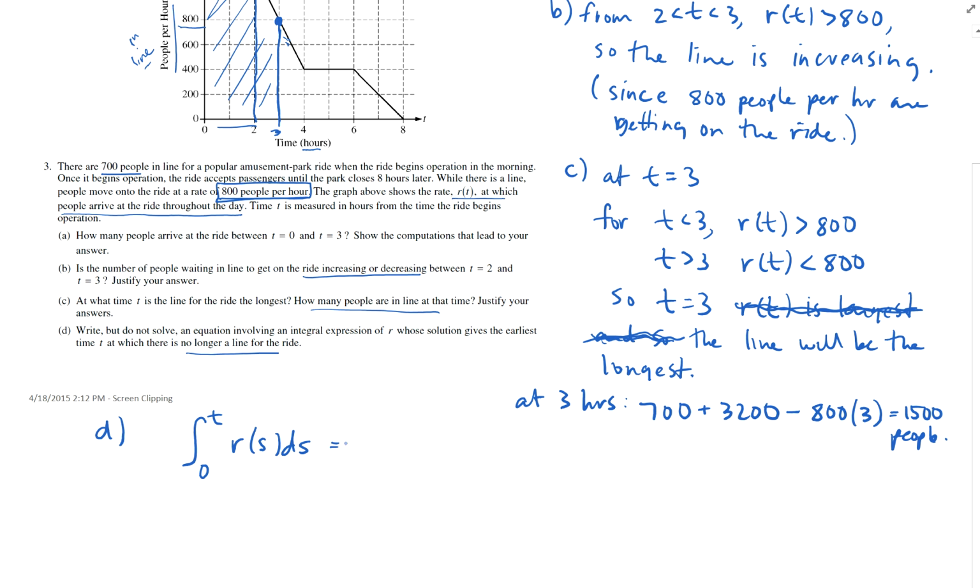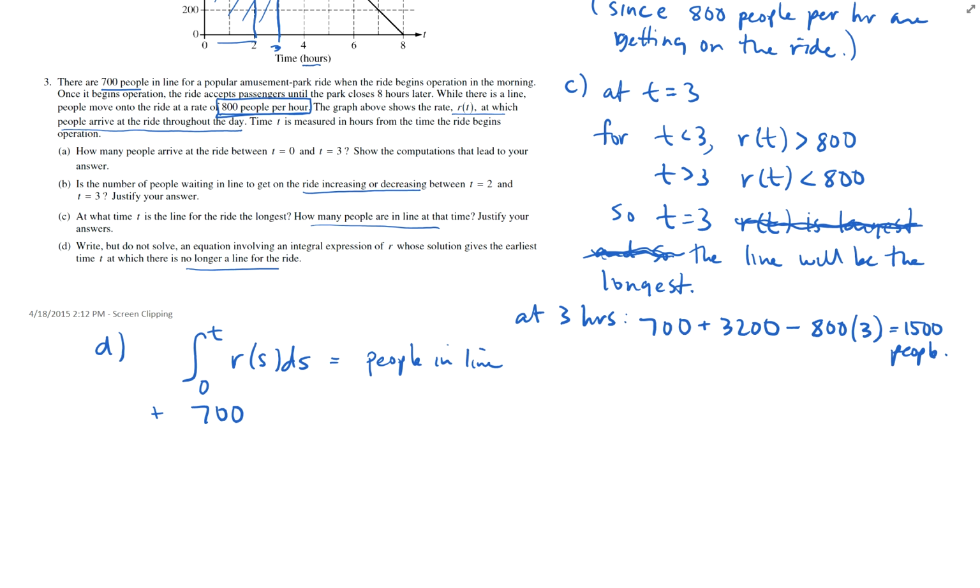This right here represents what? People per hour in line times the number of hours. So this is the people in line, right? So we've got the people in line that have accumulated from 0 to t, plus the 700 initially, and I want those people to equal... Remember, I'm trying to write an equation for when there's nobody in line.